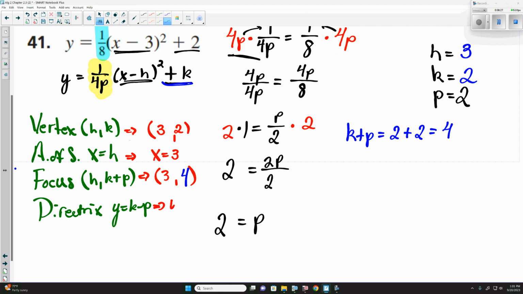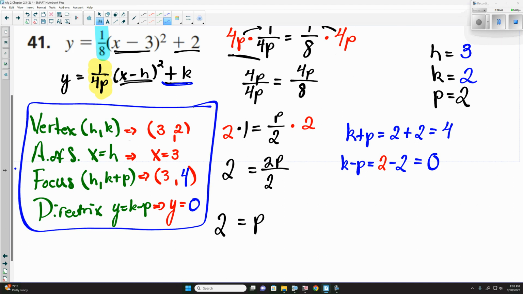And lastly, our directrix is y equals k minus p. Now we do have to calculate this one also. K minus p. Value of k is 2. P is 2. And 2 minus 2 gives us 0. And that's it. So once we find the values of h, k, and p, we just plug them back in and we have the information that we need.